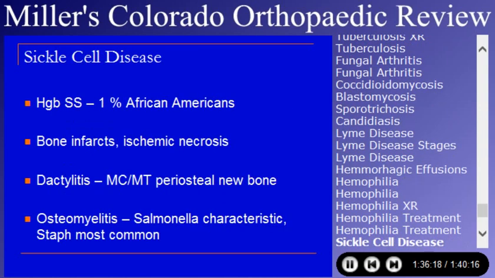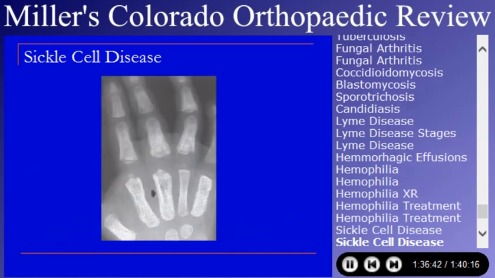Sickle cell disease, 1% of African Americans, associated with bone infarcts and periosteal new bone formation, particularly in the hands. Common question is osteomyelitis. Salmonella is the characteristic organism. Staphylococcus is the common organism. This is the dactylitis of sickle cell disease with the periosteal new bone formation, swollen, painful digits in young black kids.